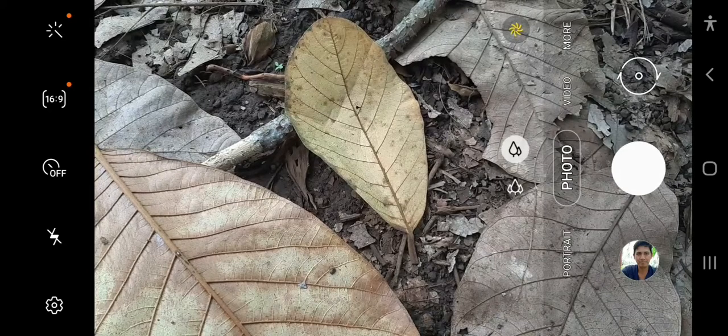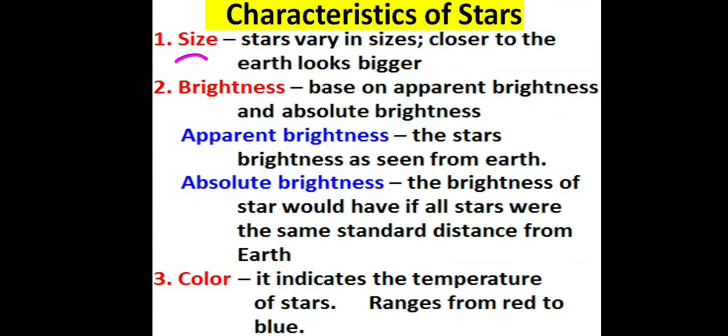Now, stars also have three characteristics. The first characteristic is the size. Now, stars vary in sizes. Closer to the Earth looks bigger. So of course, stars appear to become bigger if they are closer to the Earth, to which I say stars from a very far distance from the Earth appear very small.